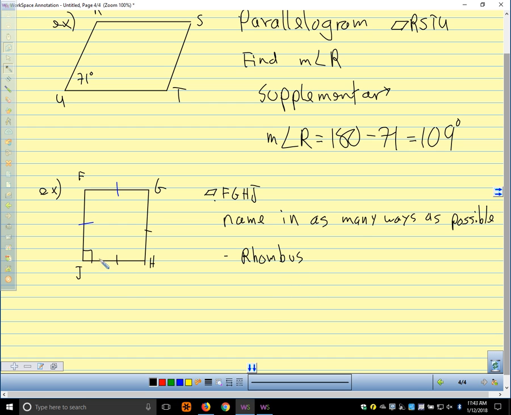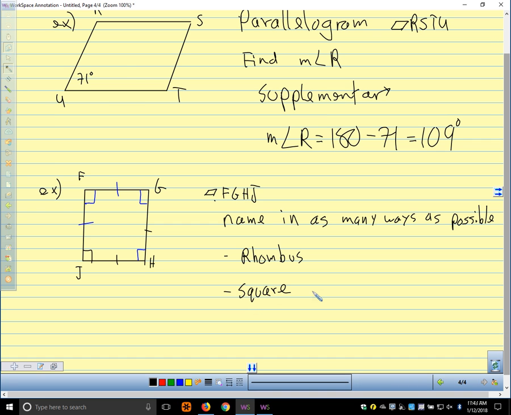Now let's talk about the angles. What do we know about the opposite angles? They're congruent, so that has to be a 90-degree angle. What about consecutive angles? Supplementary, so what does this angle have to be? 90, and then what does that make that one? 90. So now that we have four congruent sides and four 90-degree angles, now we can say it's a square.